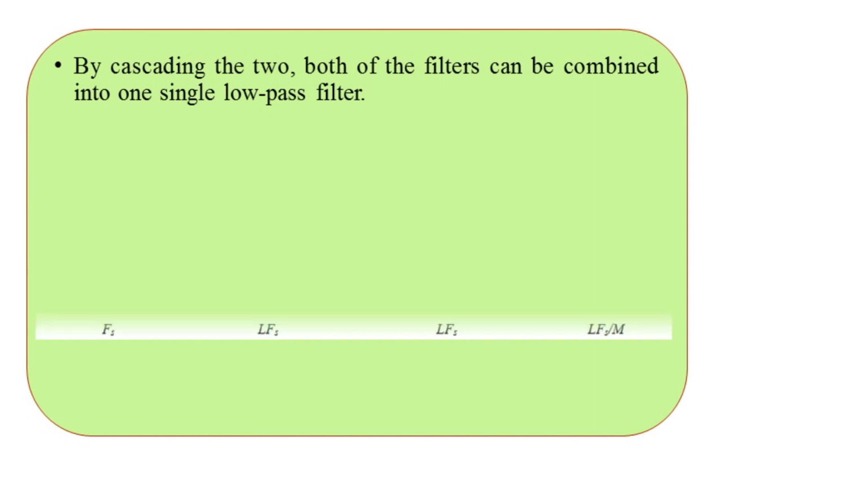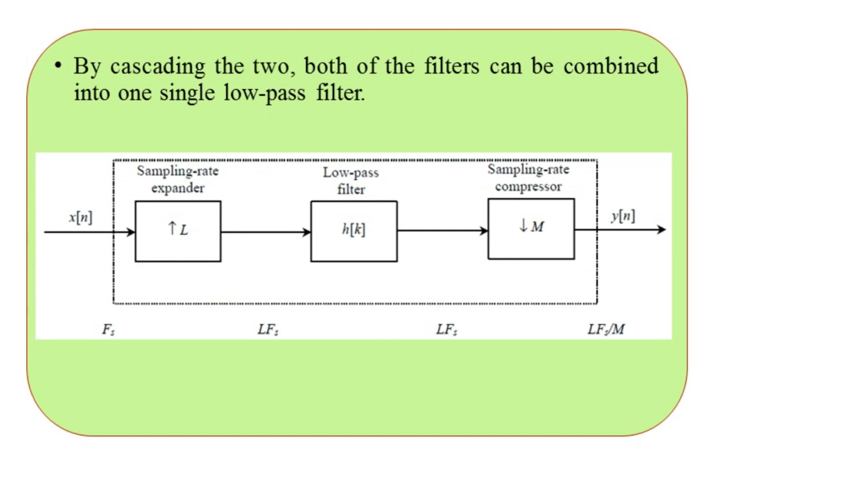So the resultant block schematic will be like this. Here you see the input is provided as x of n, the original signal, to be converted to a new sampling rate, and this conversion from the original sampling rate Fs to the new sampling rate will be L upon capital M multiplied to this original sampling rate. So this is the sampling rate conversion by the non-integer factor.